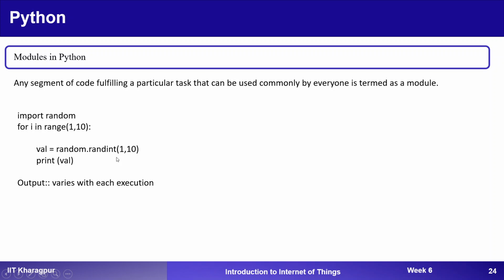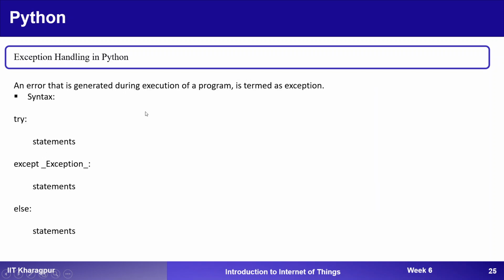Now exception handling. The concept of exception handling in Python is the same as in C and C++ language. The particular segment of code in which there are chances of getting an error, that segment of code you are going to write in try, and whenever your code is going to generate some error, we can handle this with the help of the except statement. And if there is no error, then in the else statement other statements can run.